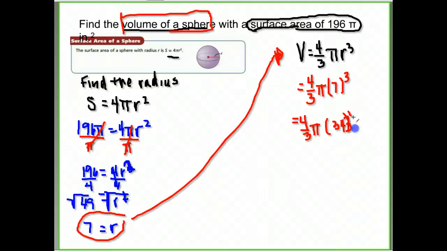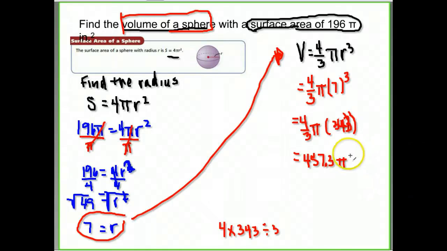Oops, I left my 3 off. Now I'm going to take 4/3 times 343. What that would look like, you could go 4 times 343 and then divide by the 3. When I do that, I get 457.3, and I still have my pi. I haven't multiplied that through. So this may be the answer if they wanted the answer in terms of pi.